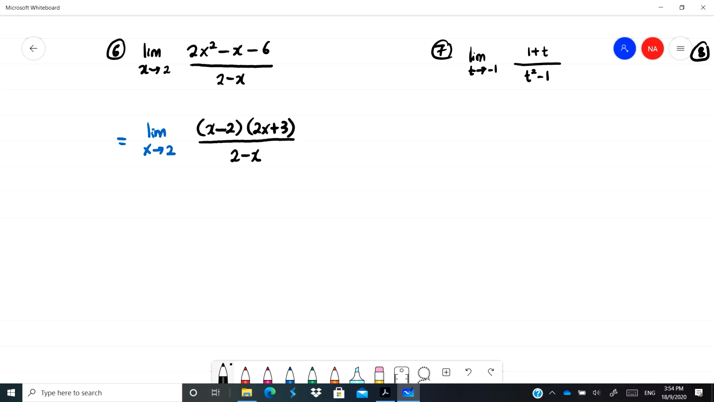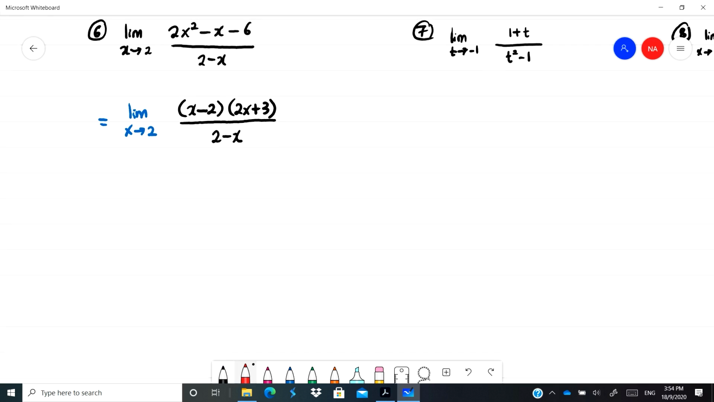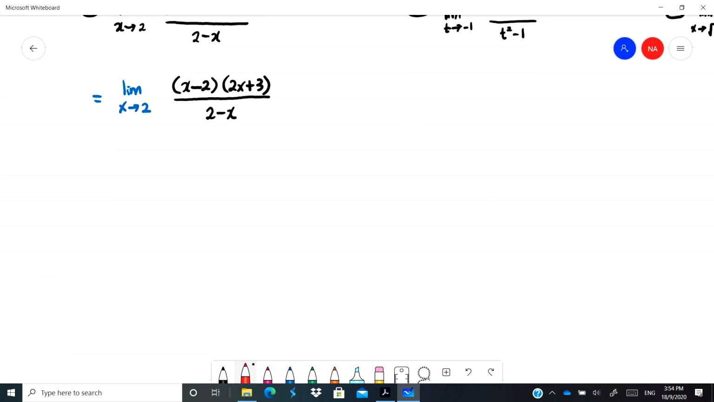Now this is quite interesting, since you cannot simply cancel this, because they are not the same. x minus 2 and 2 minus x is not the same. So what you have to do is some kind of factorization of the negative symbol. How to do that? Let's say I want to factorize the denominator, 2 minus x. How do you factorize a negative there? You'll get negative, so -1 times, -2 plus x, something like this.